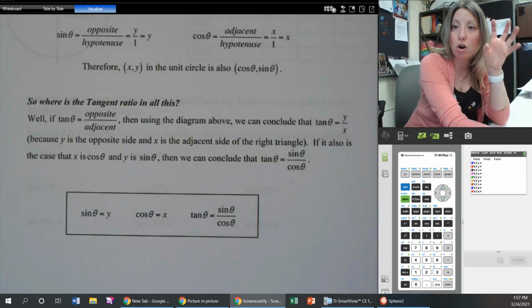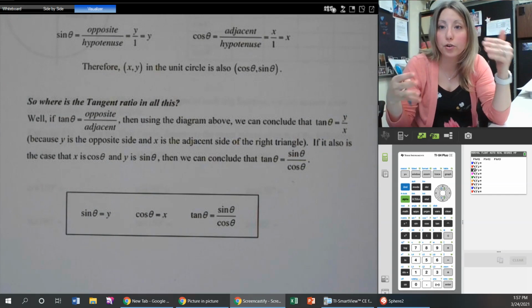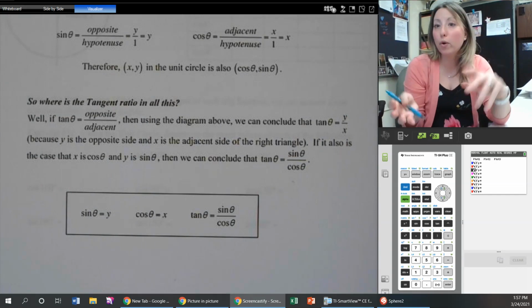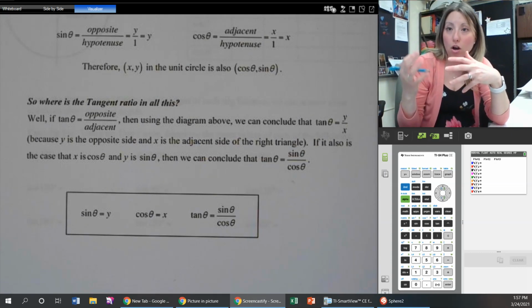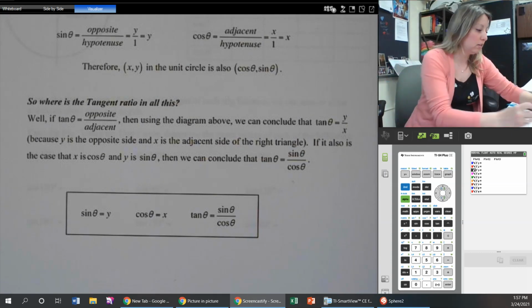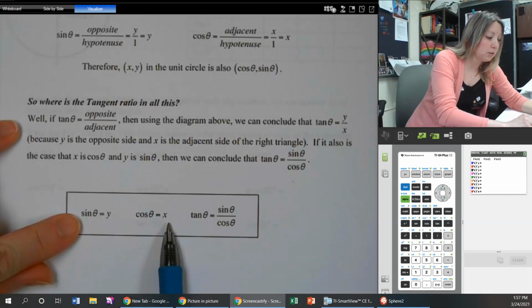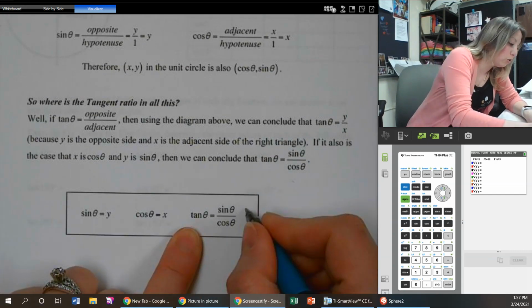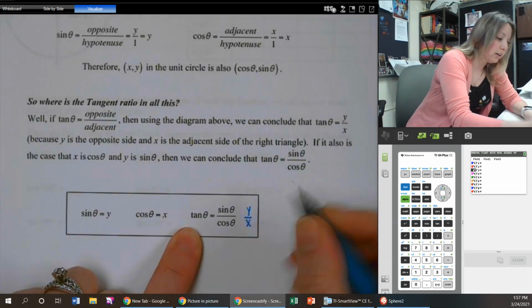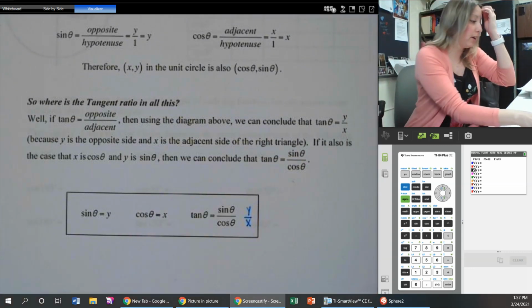So the things we know so far about the comparison between our trig ratios and our points in our unit circle based on the angle measure of the angle in question. Sine theta is equal to your y coordinate. Cosine theta is equal to your x coordinate. And then that means tangent theta, since it's equal to y over x, is equal to sine theta over cosine theta. Okay? And that's how we're figuring out our tangent, right?